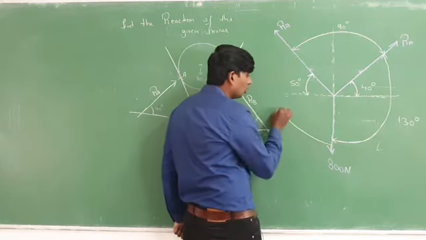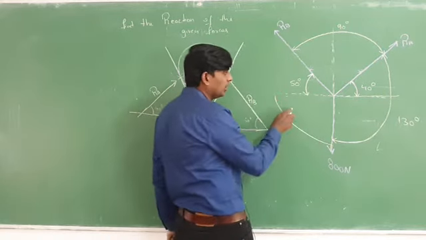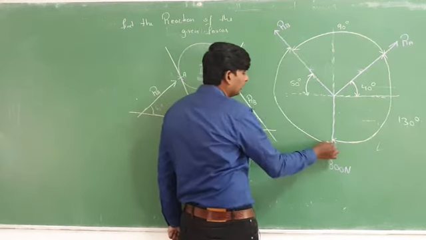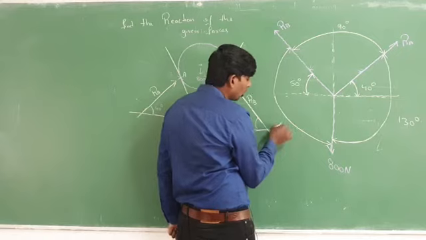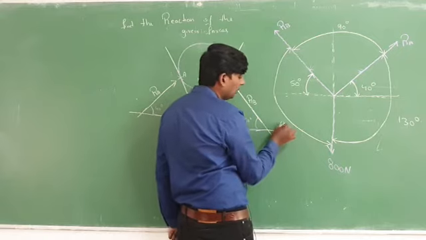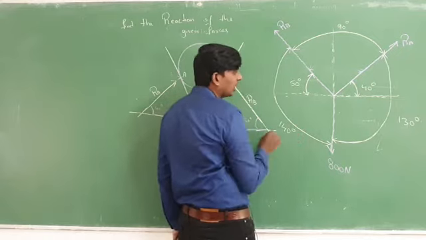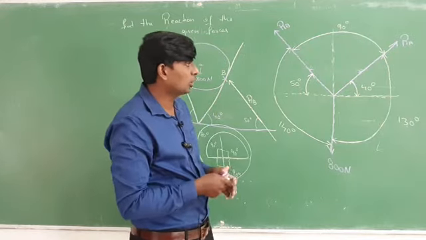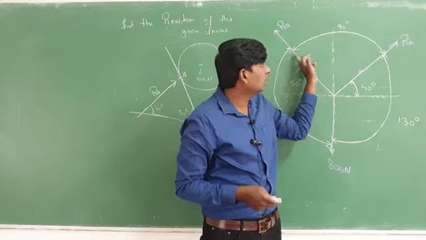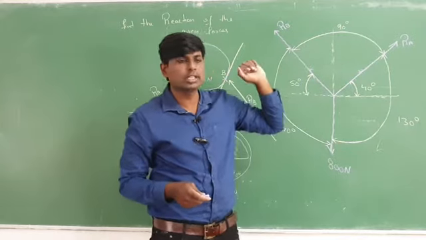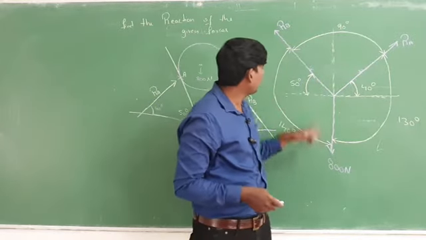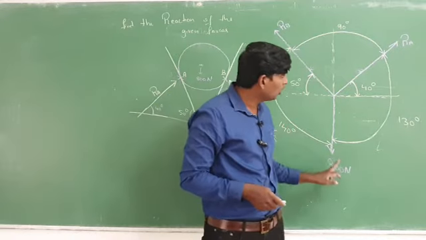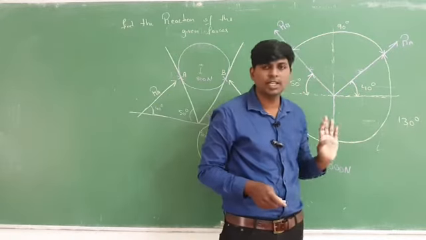After that what you have to do? From here to here you know very well how much it is? 90 plus 50. So how much will it be? 140 degree. Now you can see that between RA and RB the angle is 90 degree. Between the load and RB the angle is 140 degree. Between the load and RA the angle is 130 degree.